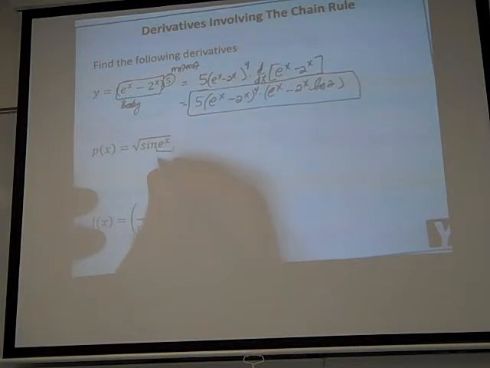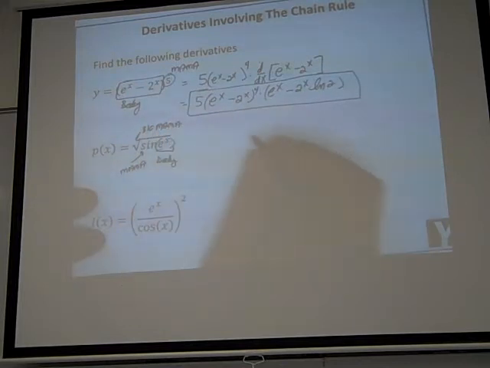E to the x is the baby. That baby is inside of the sine, because remember, how did we say it? We said it's the sine of e to the x. E to the x is the function inside of the sine. But oh my goodness, all of that is inside the square root. So the sine is the mama, and the square root is the big mama.